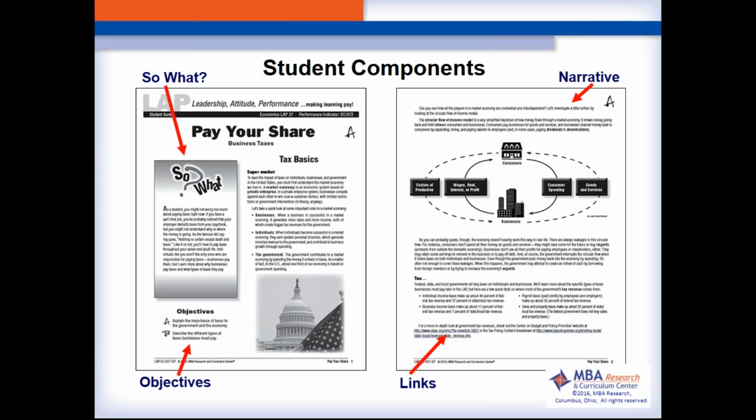The objectives are always listed in the student component as well, usually two objectives, an objective A and B, and then the reading follows that as well. You'll have the narrative, but one of the really cool things that I love about the student component are the links that are going to take students out to additional readings, research, videos, activities, and games. So they're not just reading about this topic, but they're learning it in different ways.